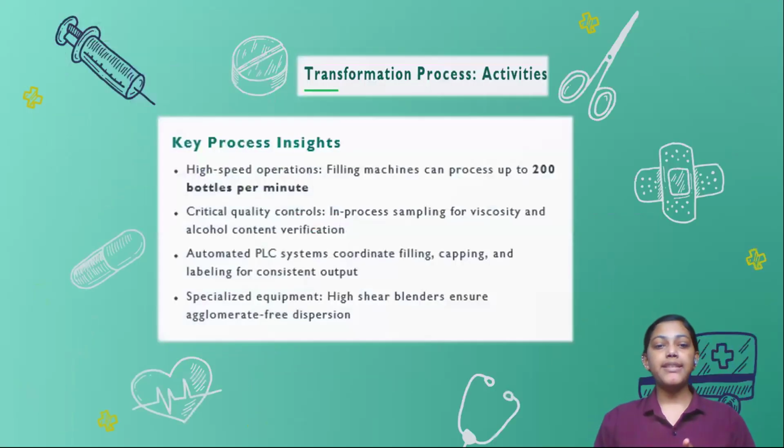Key processing sites, high-speed operations and filling machines can fill up to 200 bottles per minute. Critical quality controls, in-process sampling for viscosity and content verification, are a must. That happens during quality control. Automated PLC systems help in coordination of filling, capping, and labeling for consistent output. Specialized equipment like high shear blenders ensure agglomerate-free dispersion.